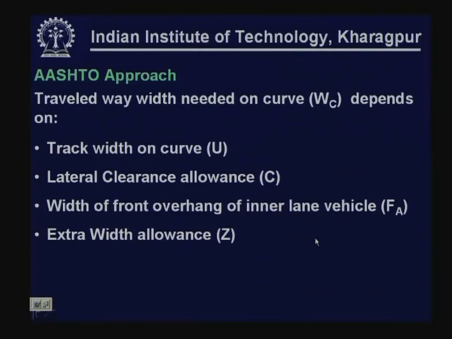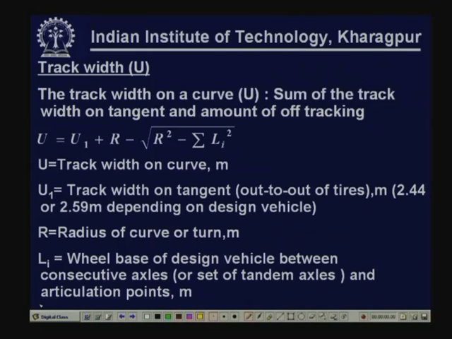Considering all these components, the required travelled way width on curve is estimated. Now, let us try to understand each of these components and see how the total travelled way width on curves is calculated. First, the track width. Now, the track width on tangent is nothing but the distance between out to out of tires. The track width on curve is nothing but sum of the track width on tangent plus the amount of off tracking. So, whatever width is normally required on tangent, that component plus the amount of off tracking, that together can give us the required track width on curve.